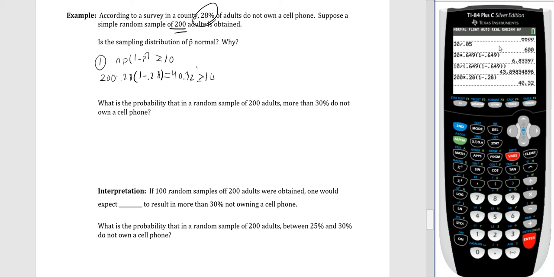So that's our condition verified. For a second condition, again, this is one that you can argue. Argue, I think, is a little bit easier in this case because we're looking for adults in a county, and we have 200 of them. That's probably less than 5% of adults in that county.